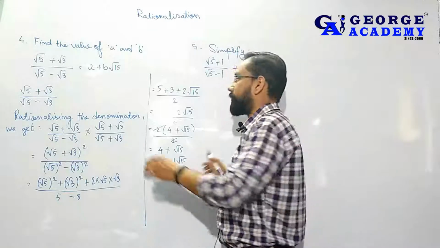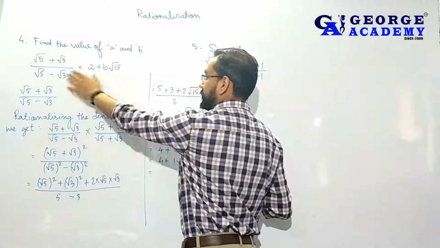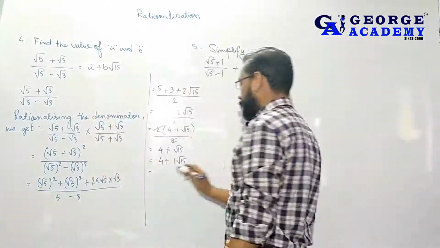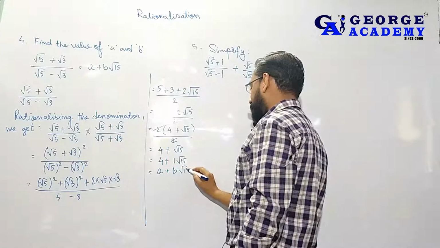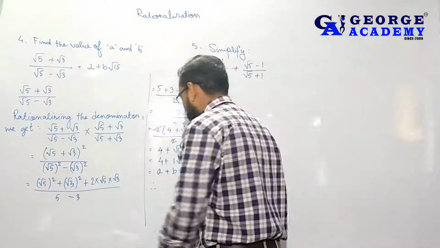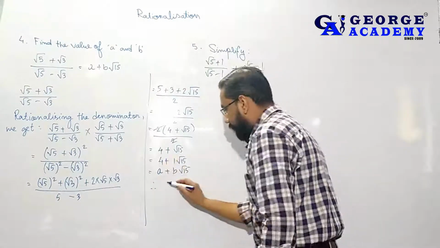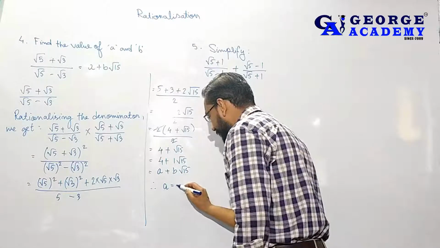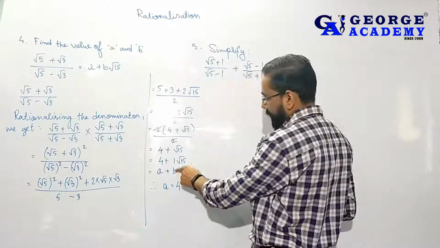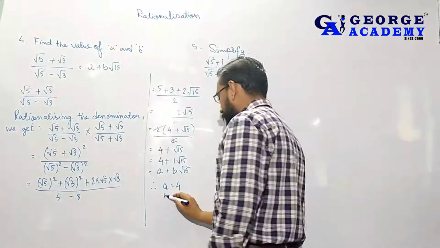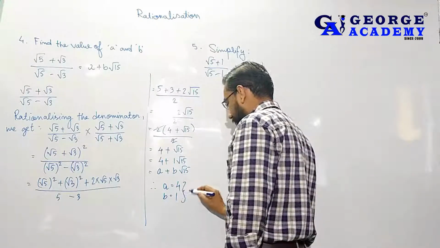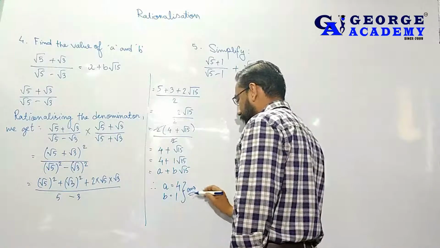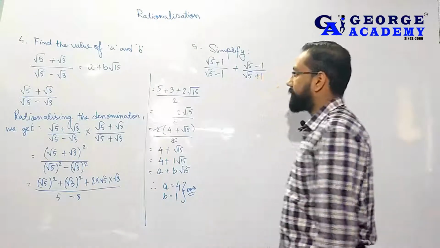And the question says the value of this one is equal to a plus b root over of 15. Therefore, what is in place of a? 4. So the value of a is 4, and in place of b we can see 1 is there. So the value of b is 1. We have found out the value of a and b.